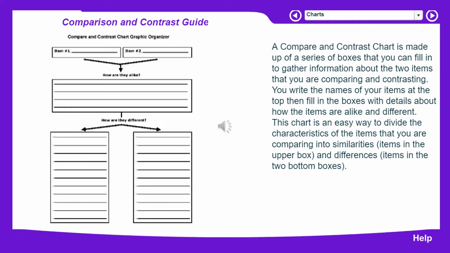This is an example of a compare and contrast chart. It's made up of a series of boxes that you fill in to gather information about two items that you're comparing and contrasting. You write the names of your items at the top, then fill in the boxes with details about how the items are alike and how they're different. This chart's an easy way to divide the characteristics of the items that you're trying to compare into similarities and differences.